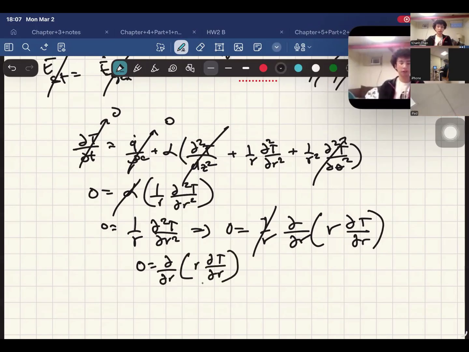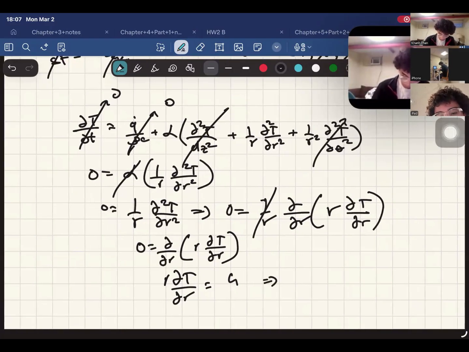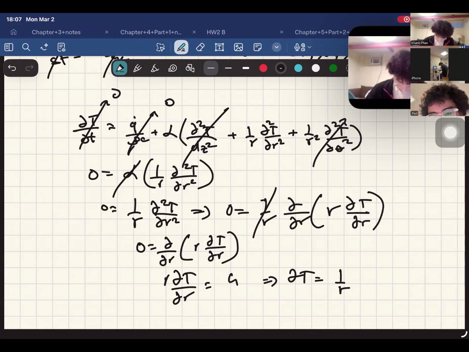So since the derivative of this R dT/dr is 0, we know that R dT/dr is constant because the derivative of a constant is 0. So let's just call it constant C1. And then we see that this is a differential equation, so we can use the method of separation of variables to solve this. So we can have dT over here is equal to 1 over R C1 dr.